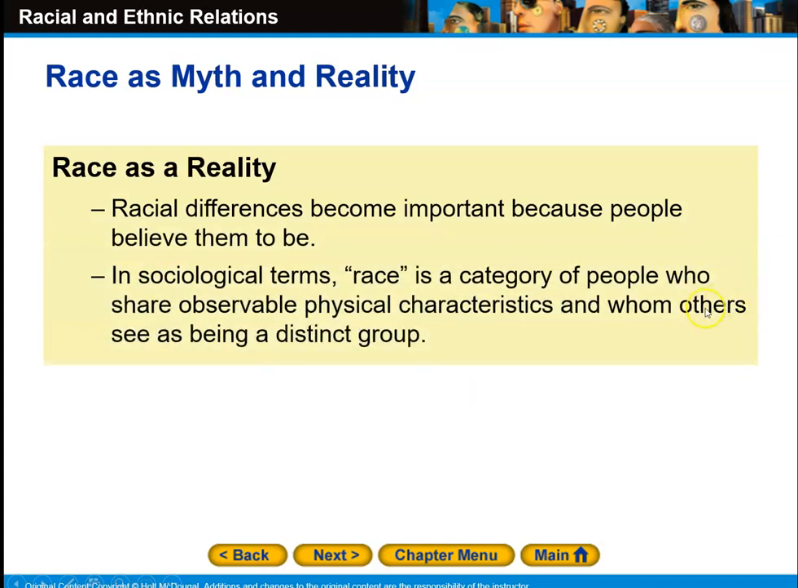Race is a reality. Racial differences become important because people believe them to be. Race is a social context. In sociological terms, race is a category of people who share observable physical characteristics and whom others see as being a distinct group, such as white people versus black people.